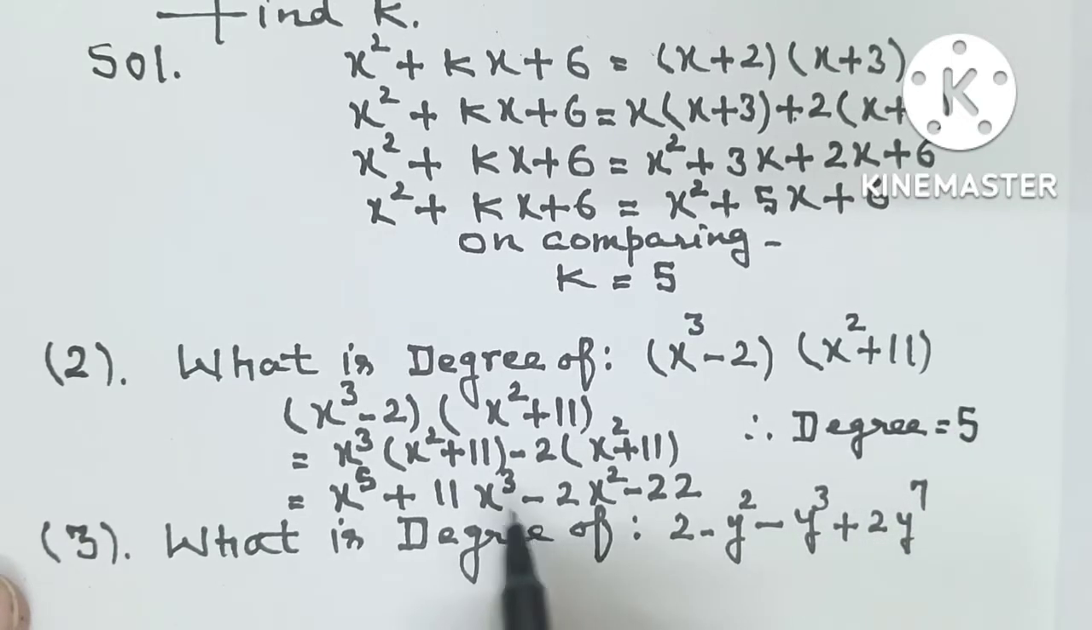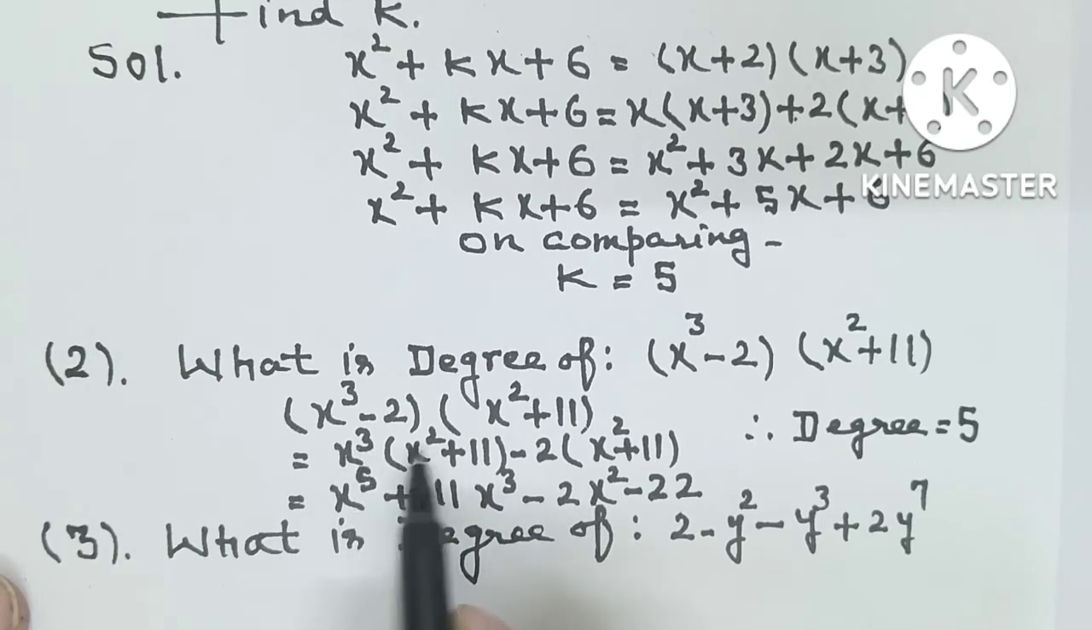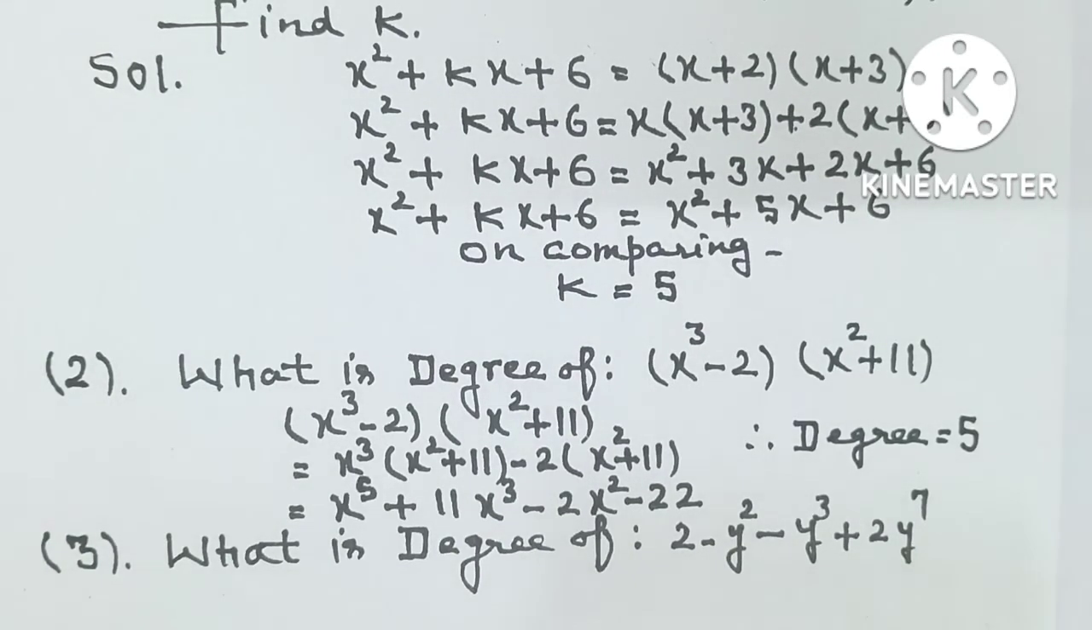Here the major mistake done by the students is they multiply these degrees. So degrees will not be multiplied because x power m into x power n is x power m plus n. So degrees are to be added.